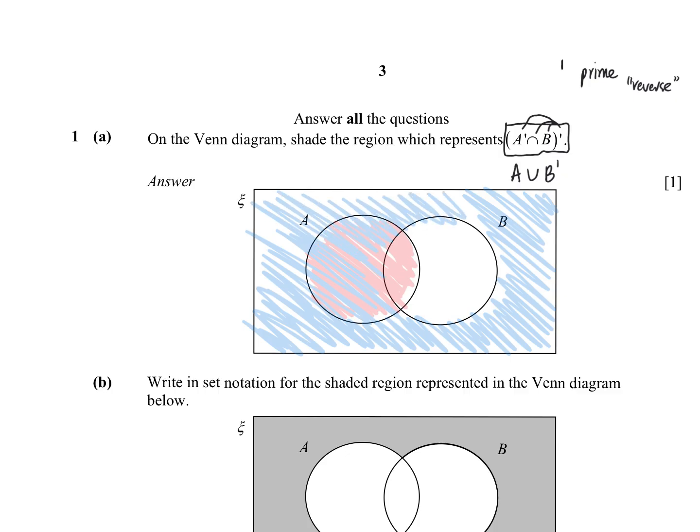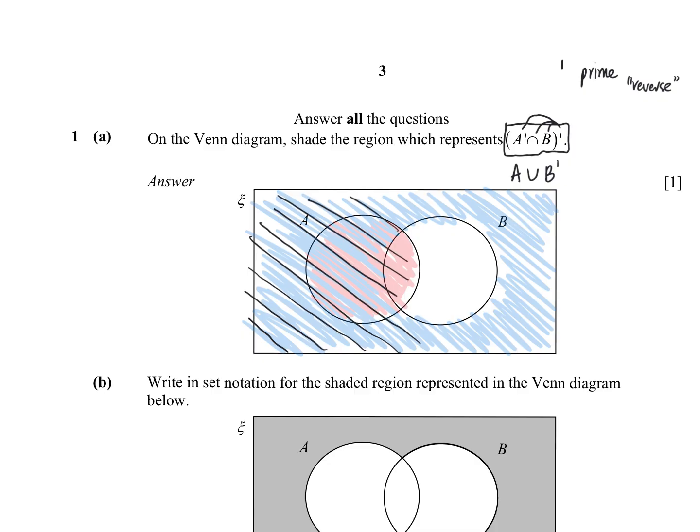What are the things you need to shade? Everything except the crescent. So your final answer, because it's union, right? As long as it's shaded, you want everything except that crescent over there. So this is the part that you need to shade. Okay, just take note of that.